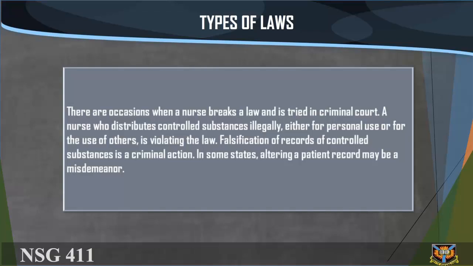There are occasions when a nurse breaks a law and is tried in criminal courts. A nurse who distributes controlled substances illegally, either for personal use or for the use of others, is violating the law. Falsification of records of controlled substances is a criminal action. In some states, altering a patient's record may be a misdemeanor.